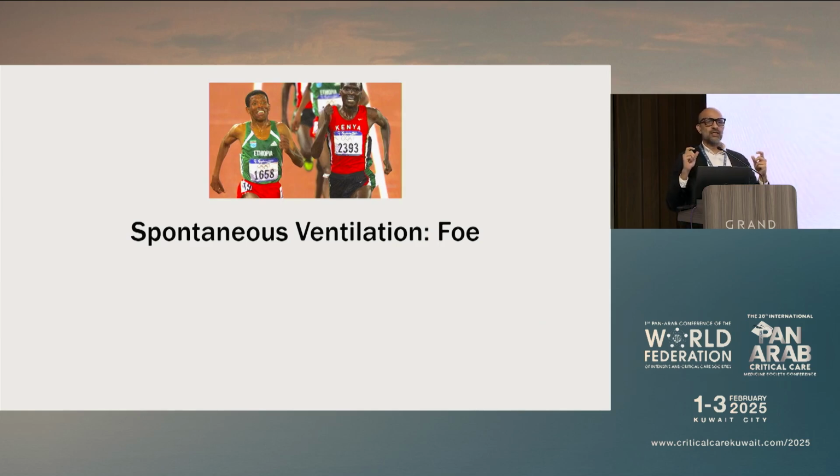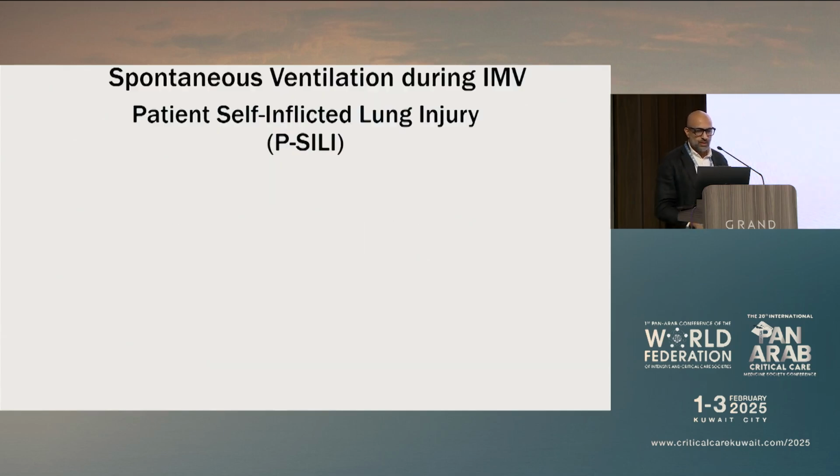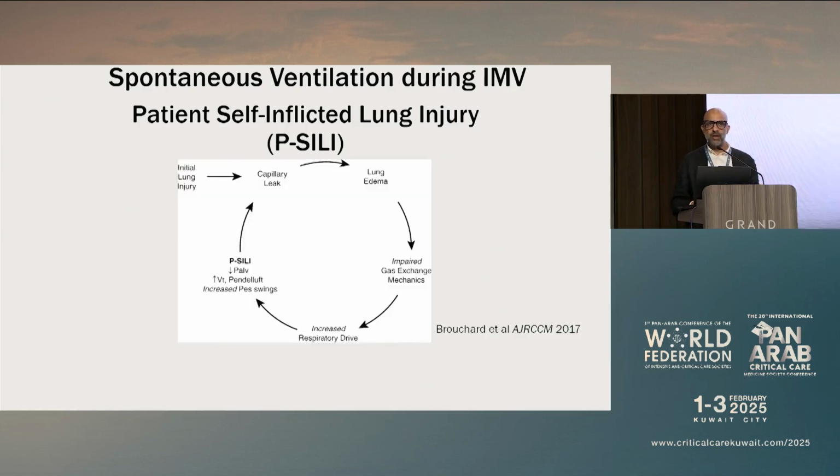So when does this high negative pressure scenario become a problem? Well, the idea is that there is a two-hit model. In the context of ongoing infection, inflammation, and injury, when you then start introducing high transpulmonary pressures, this is when we potentially start running into trouble. And broadly speaking, the science that I'm talking to you about is called patient self-inflicted lung injury, or PSILI. And this is the proposed framework. You have your initial lung injury, and again, I apologize for the flashing.